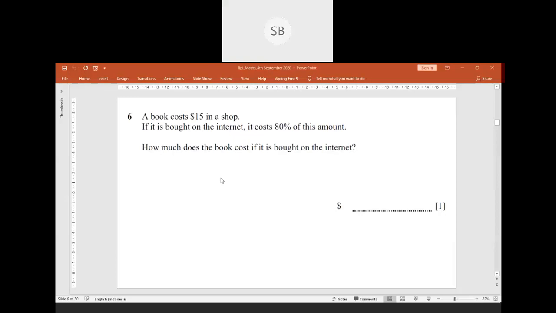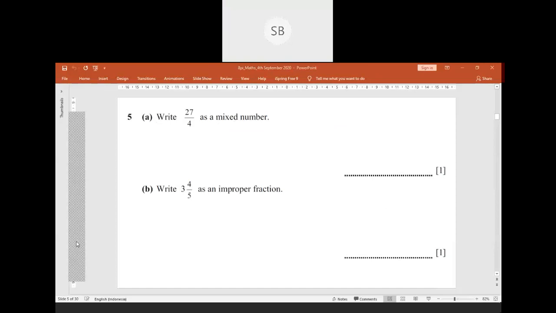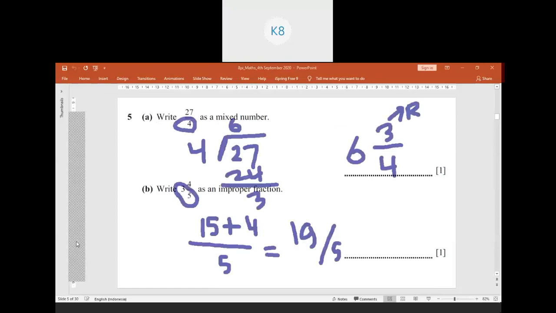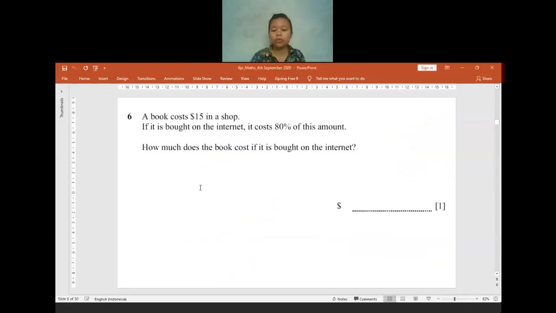Yes, 5B. Oh, I accidentally missed 5B. Okay, I'll go back to 5B. Wait, where is my slide? Okay, this is 5B. We have the answer as 19 per 5. Yeah, 5B is 19 per 5. Yeah, thank you, teacher. Okay, I'm correct. Is there anyone who is confused so far before I continue to question 6? No? No, teacher. Okay, I'll really move to question 6.